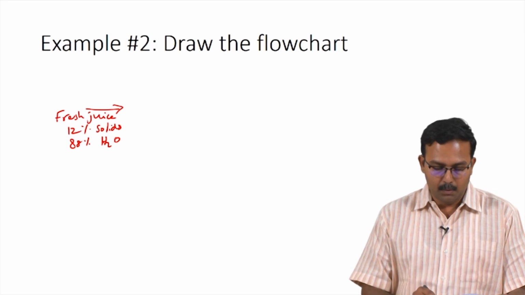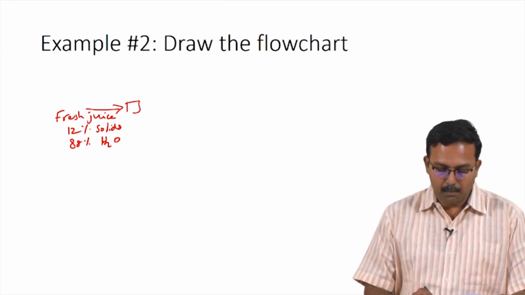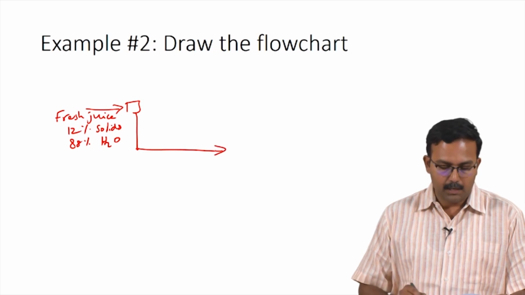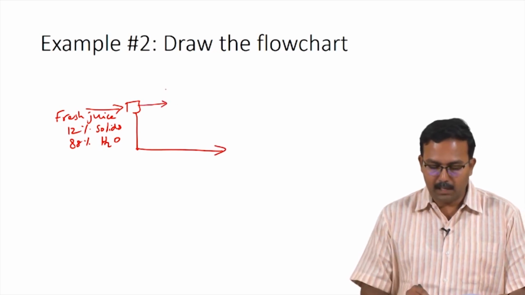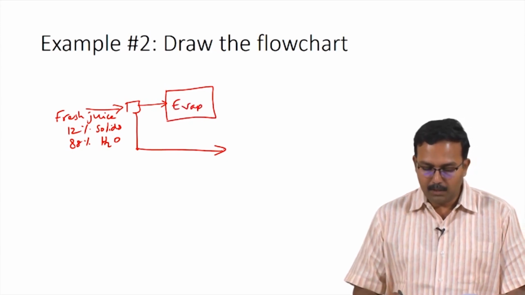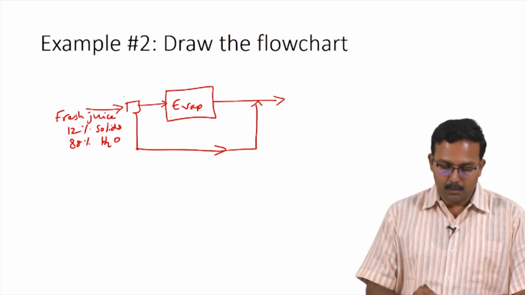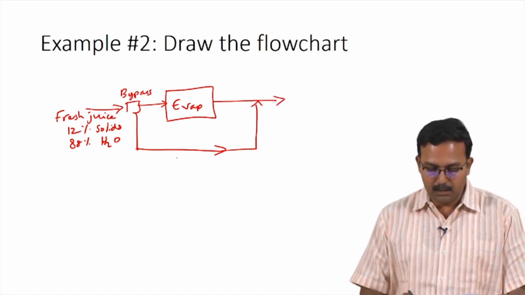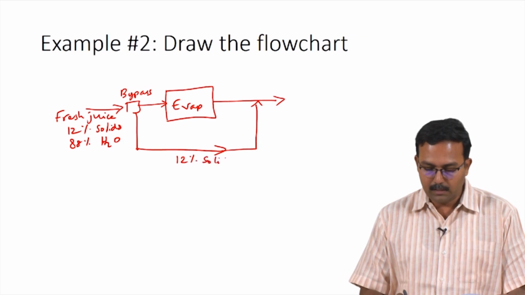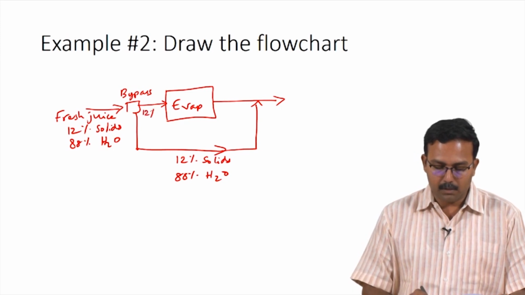This is now separated probably by a splitter, and some of it bypasses the evaporator while the rest enters into the evaporator, and whatever is coming out bypassing the evaporator is mixed with the product from the evaporator to produce the final product. So, this position would be the bypass. This is the splitter. Considering this to be a splitter, you would have 12% solids and 88% water in all these streams. This would also be 12% solids and 88% water.